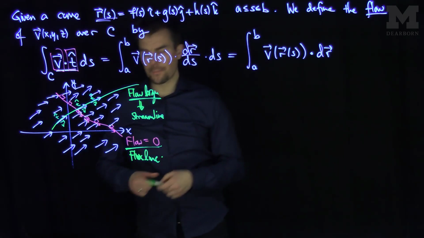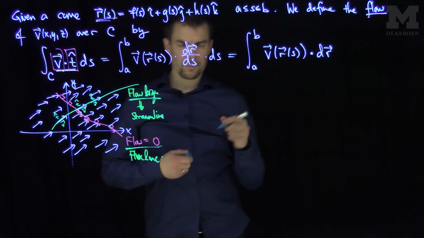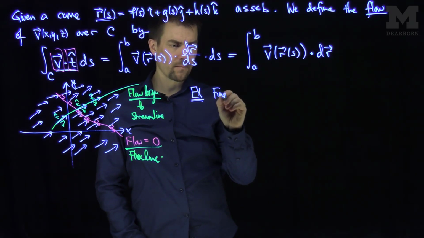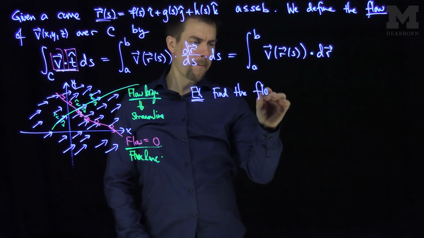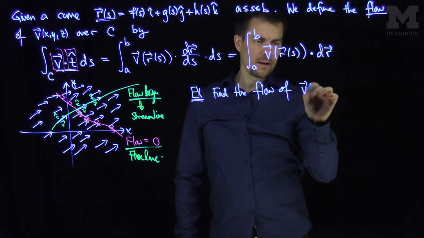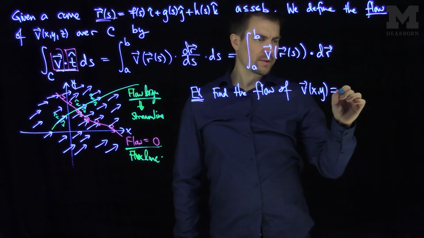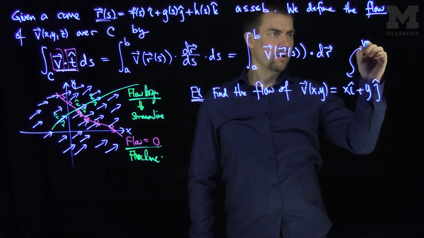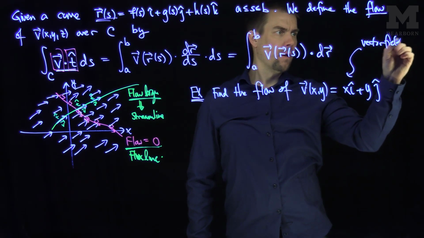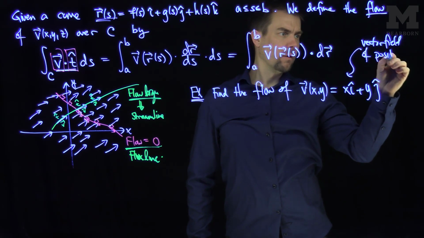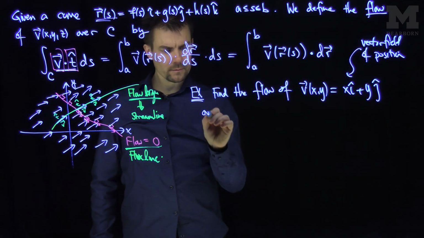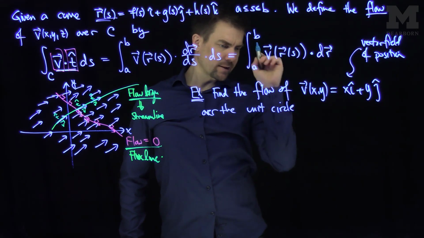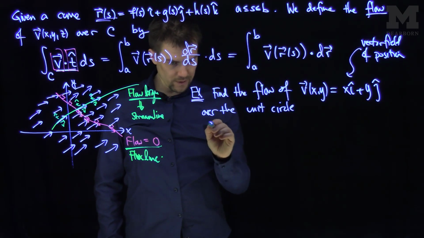Okay? So let's do an example of one of these flow integrals. Let's find the flow of the vector field v of x, y, which is x i hat plus y j hat. This is our vector field of position, over the unit circle. These are our classic examples. So here, we would like to compute this.